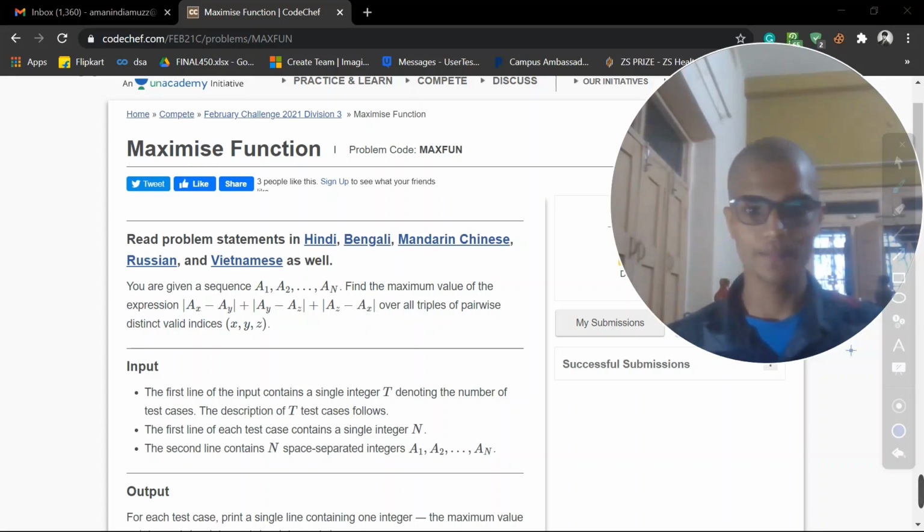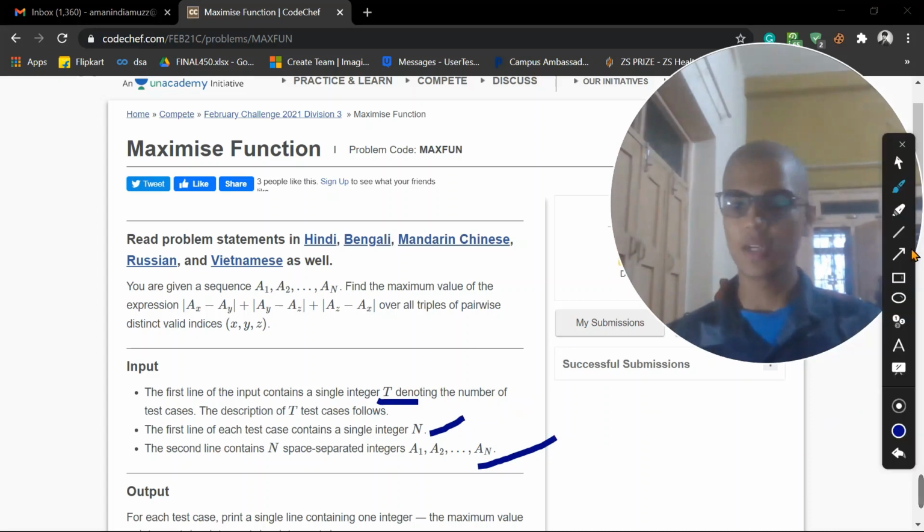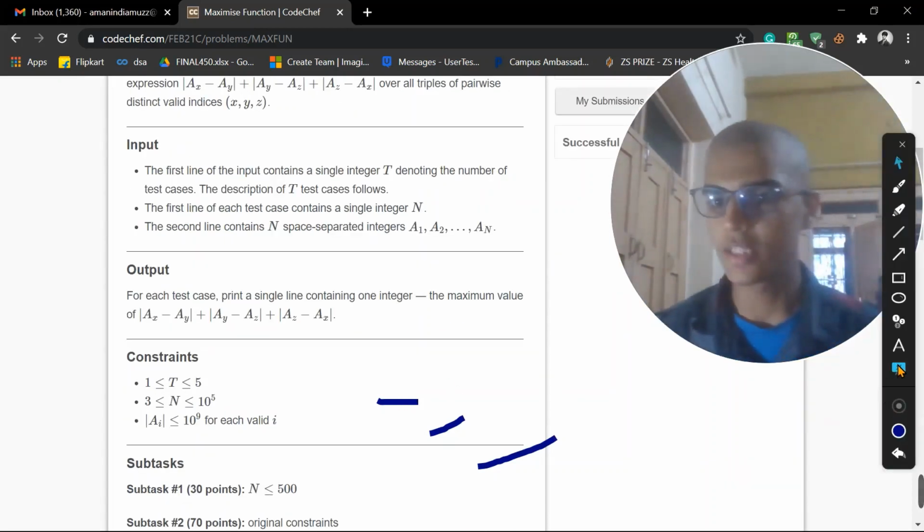In this question, the first thing they are asking is the test cases. After that, the first line would be n, the number of inputs they are giving, and then the input itself. And you have to output the maximum value. So let's go with the pseudocode on this whiteboard. They have given you test cases, then n, and after that an array of n numbers, like the list of numbers they have given.